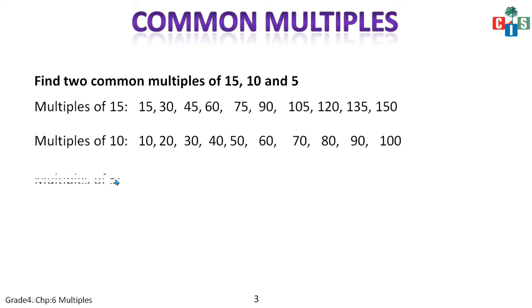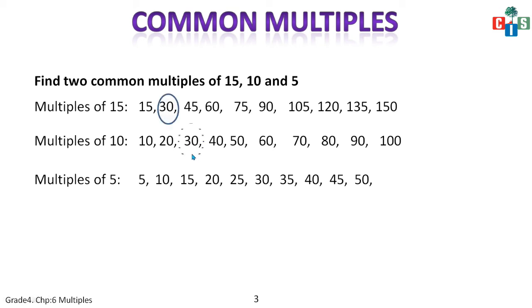Fine. Then multiples of 5. So 5, then 10, 15, 20, 25, 30, 35, 40, 45, 50. So this is 5 till 10 times. Okay. Now we have to find the common multiples. Let's check out. So it's 5 here and no. Okay, 30, I suppose 30. Yes, 30 will come. So we'll circle 30. Here's 30 and here also we have 30. Fine.